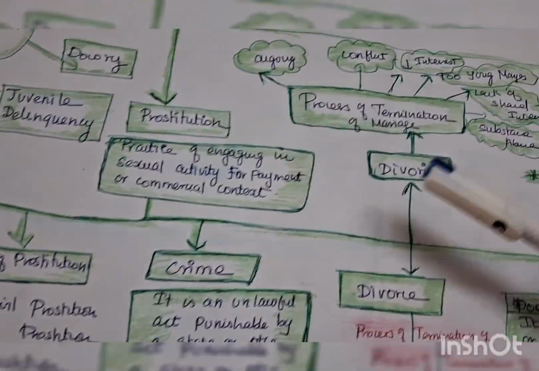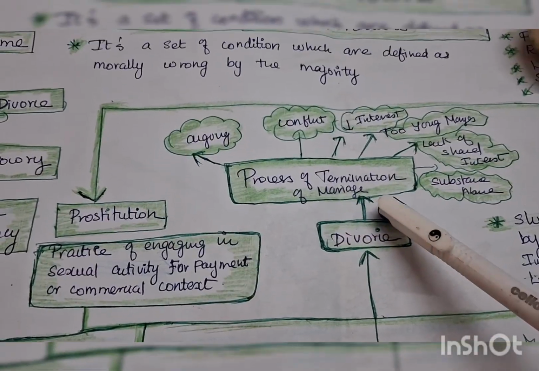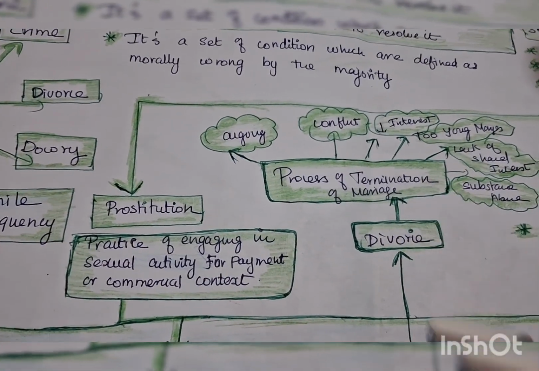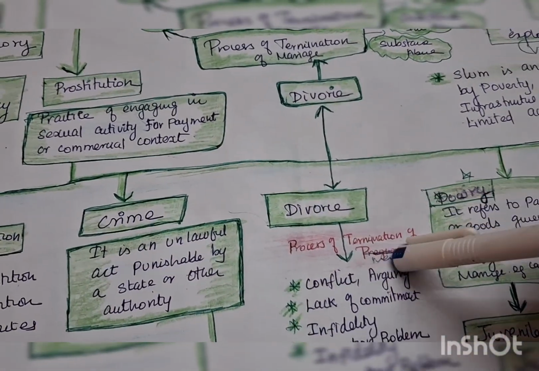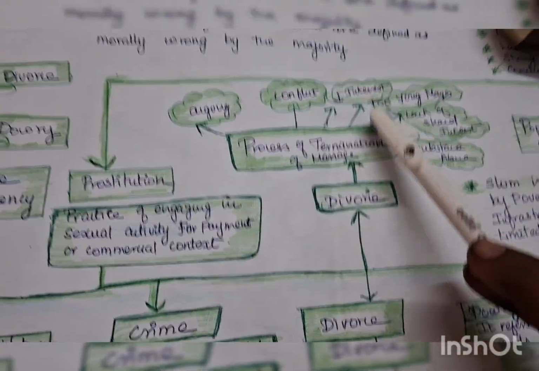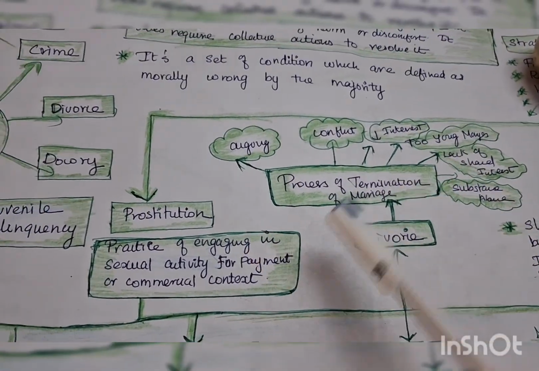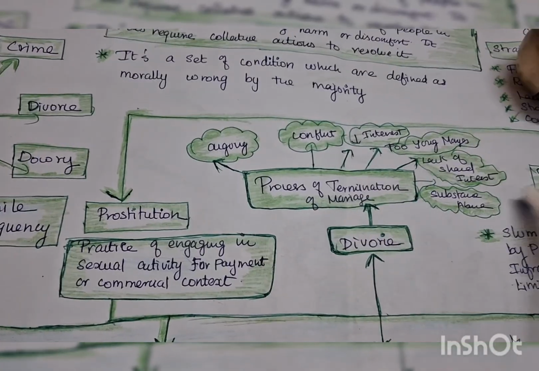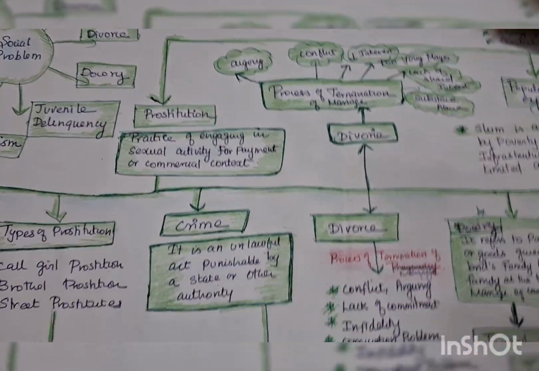Here I have written very nicely. That is the process of termination of marriage. That's called divorce, not the process of termination of pregnancy. It's absolutely wrong. And it's like arguing, conflict. Both husband and wife will not be interested in each other. Too young marriage, lack of shared interest, substance abuse.